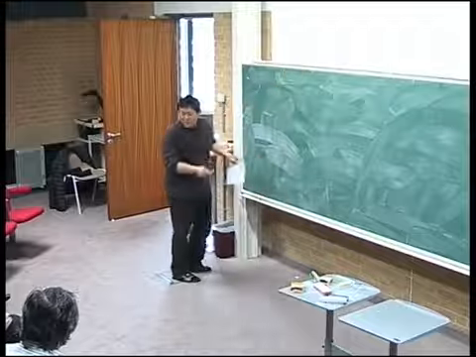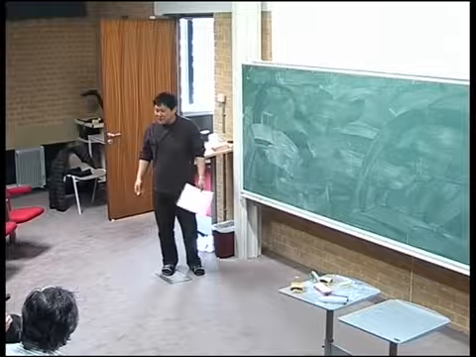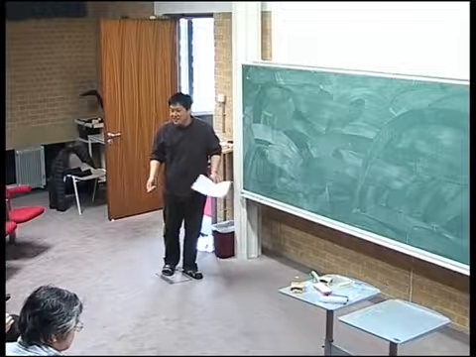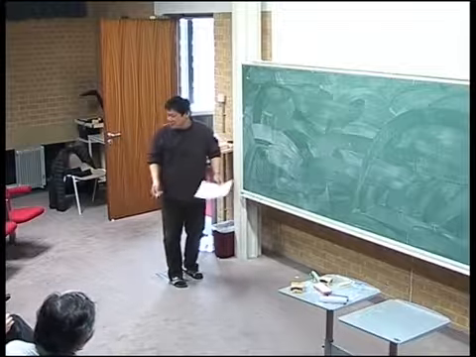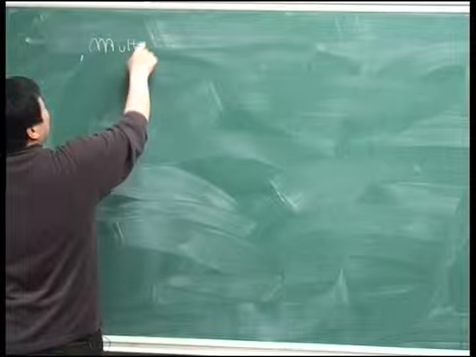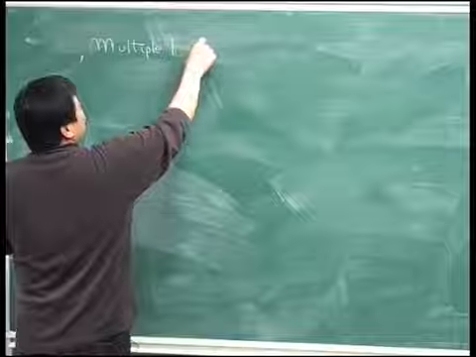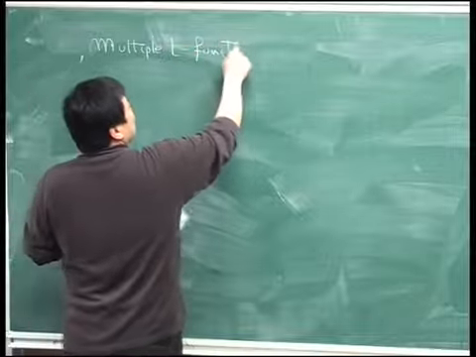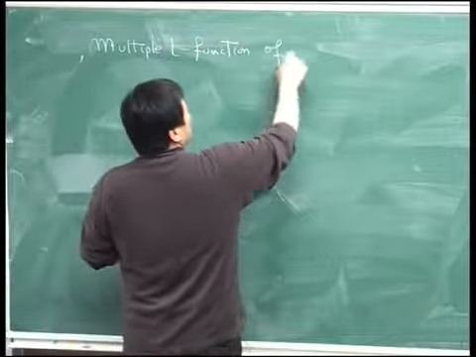Today, I'd like to introduce a multiple L function associated to modular form. It's an analogy of multiple zeta values. So the title is: multiple L function of modular form.